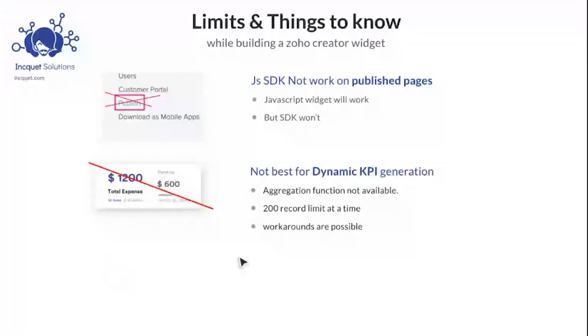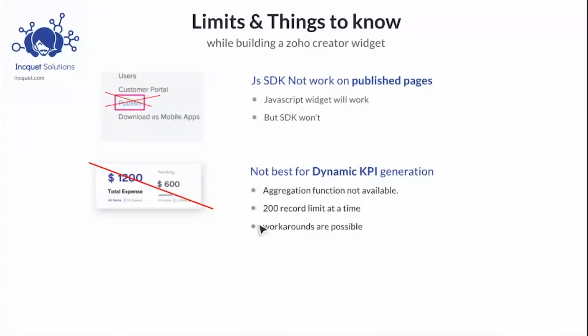In here, we can't do that because we don't have the aggregation functions available inside Zoho Creator SDK. I don't know how soon they will be available, but till now, if we have some sales data or some expenses data in a particular table, and you have to fetch that and show the count here, something like that.